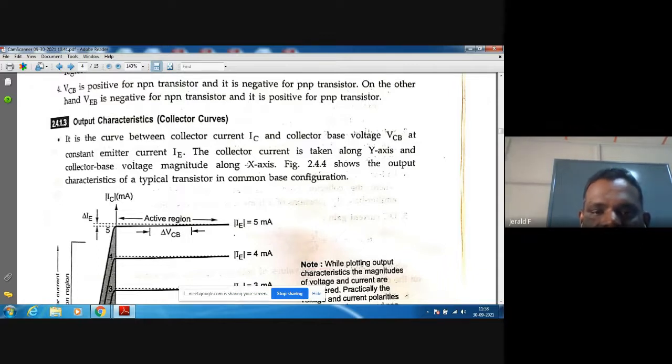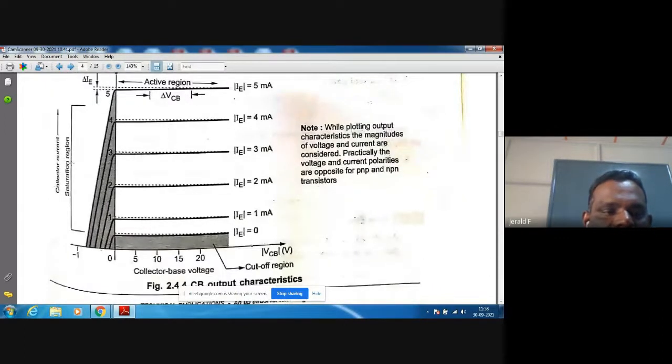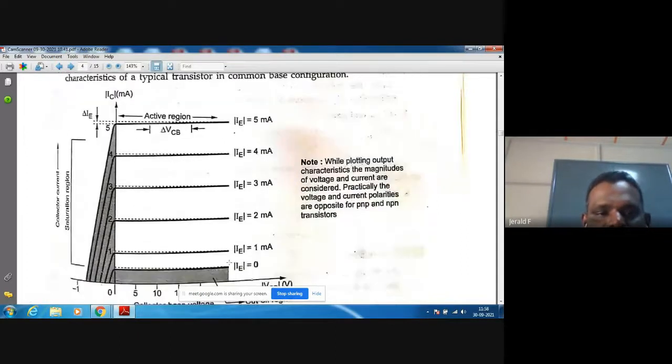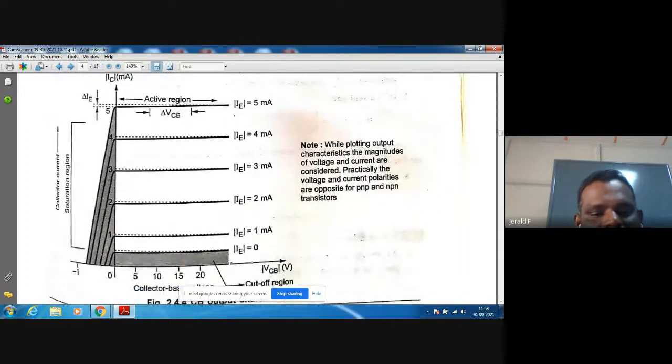Finally, the collector current is taken along the y-axis and the collector base voltage along the x-axis. Normally, collector current is on the y-axis and the collector base voltage on the x-axis. So how will it be plotted? First you can check that. What is the voltage?